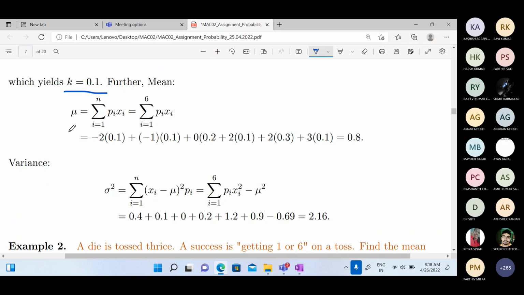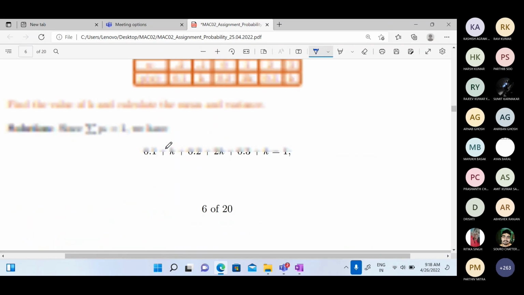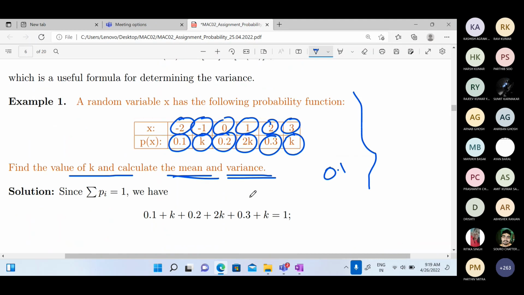This is the formula. This is mu, and we denote it by mu or E(X). Both notations will be used interchangeably. So after calculating, we are getting this. Is it fine? Now, what is the variance? Is anyone able to calculate this variance? I'm giving 1 minute. You try.